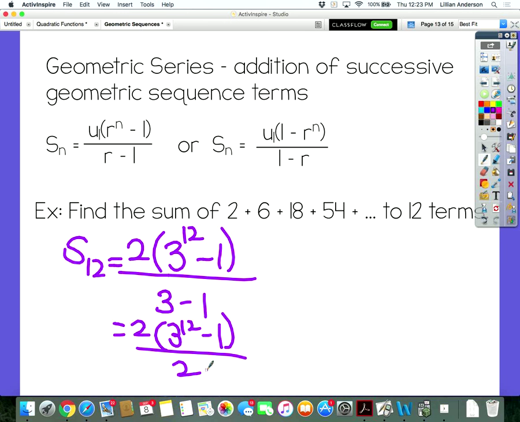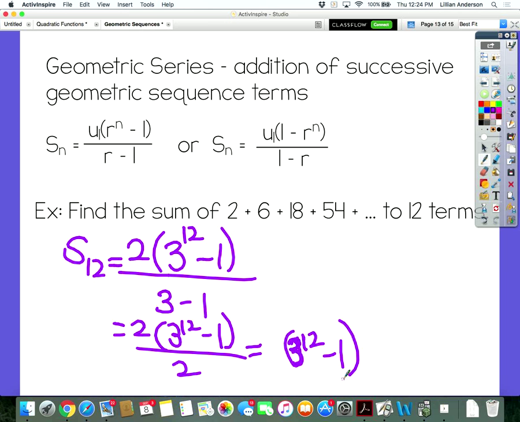Will they always cancel out? No, they won't. But make it a little bit easier on yourself, okay? I would hate for you guys to do all the work right, but then when it goes to type in, you don't get the right answer because you don't know how to type it in. So really, 3 to the 12 minus 1 is going to be our sum of all these numbers that go up to the 12th term. So type that in.